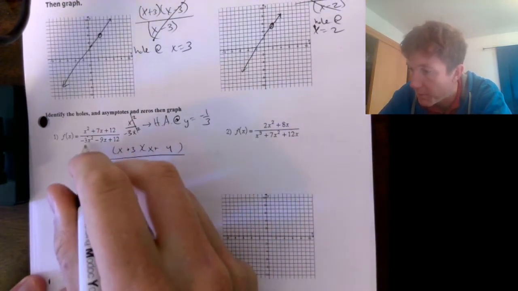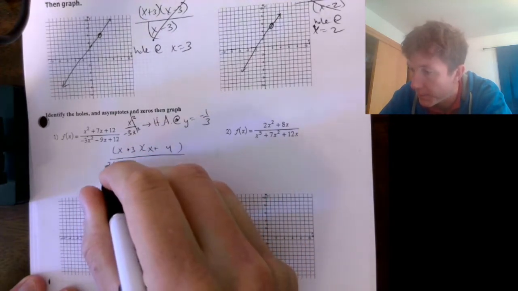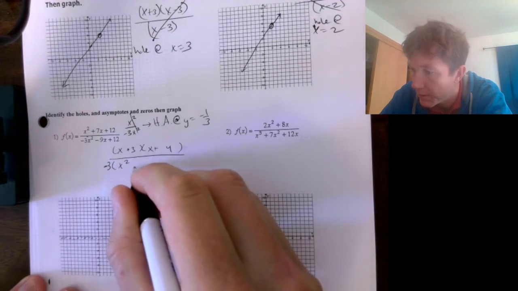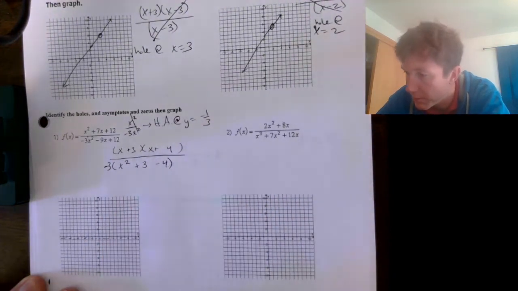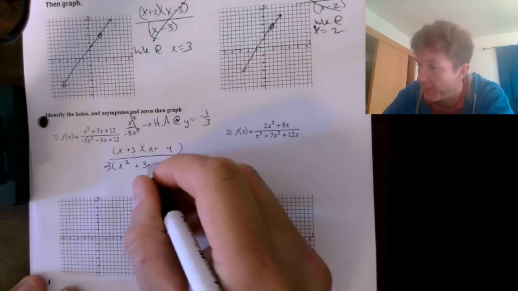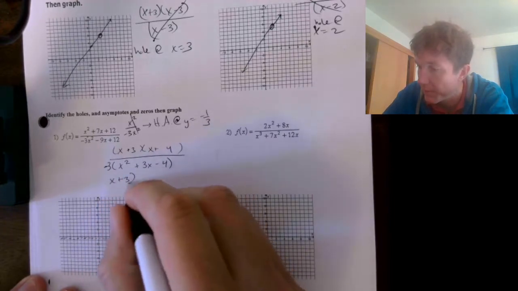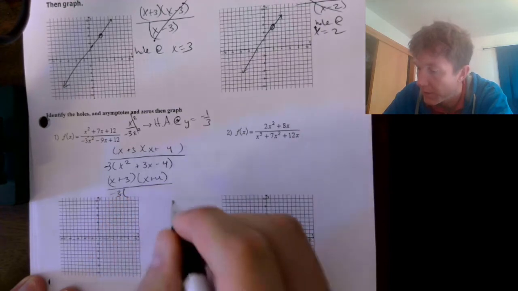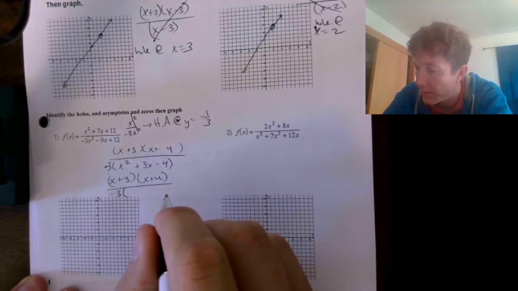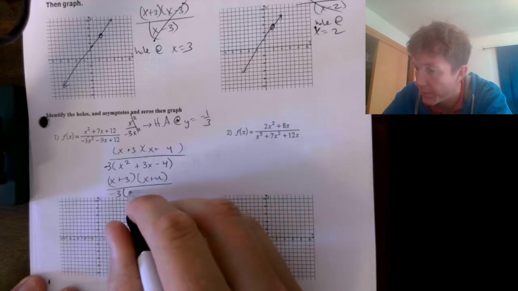On the bottom, I'm going to pull out this negative 3. I have x squared plus 3x minus 4. Did I do that right? Yeah, I did that right. Okay, good. I'll factor that, so that's going to be x minus 1 times x plus 4.